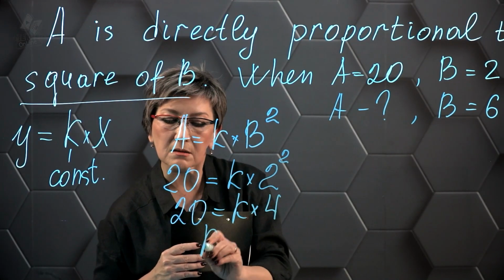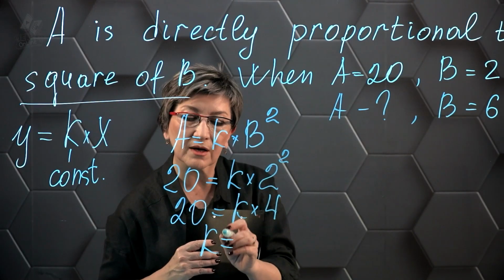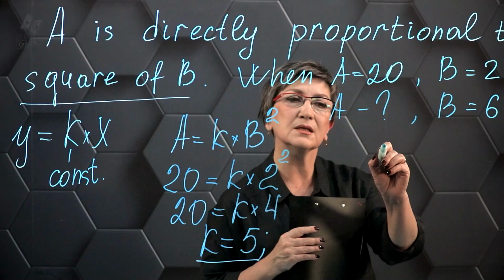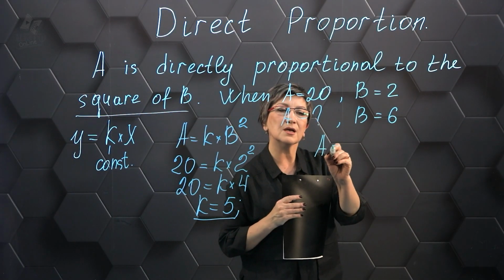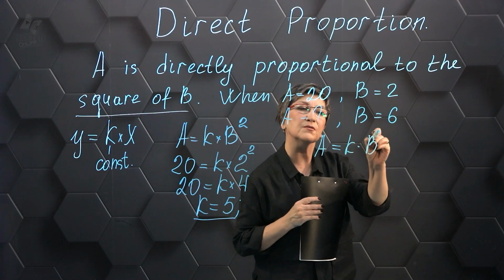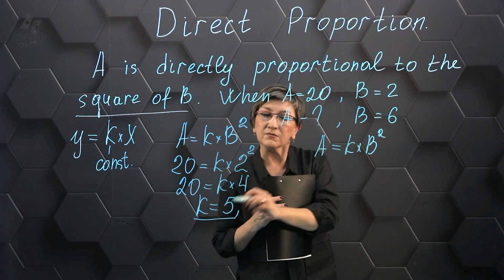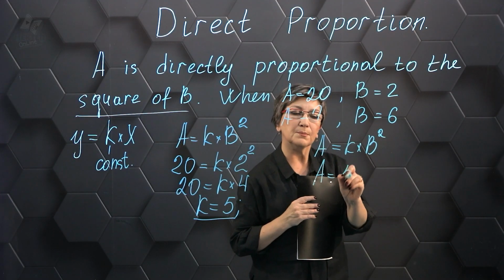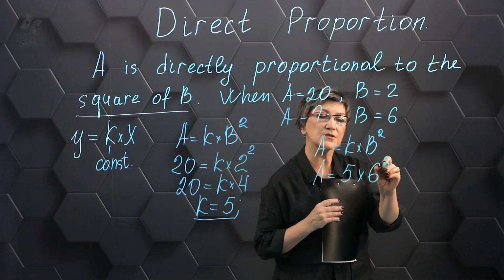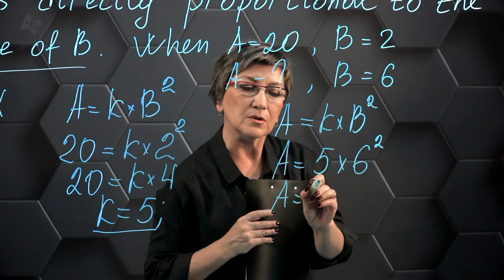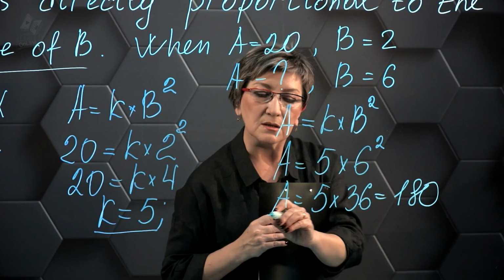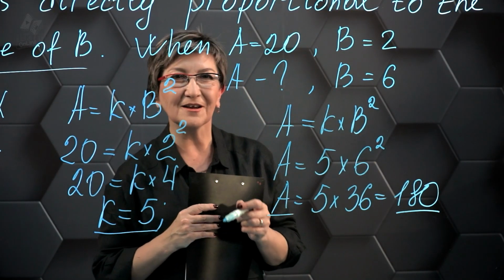And I can find what the coefficient equals. K equals 5. And when I found K, I can find the value of A, because A equals K times B squared. K I have is equal to 5. Then A is equal to 5 times B squared, and B I have in the second case is equal to 6, which is 6 squared. Then A equals 5 times 36, which equals 180. We have found the value of A.